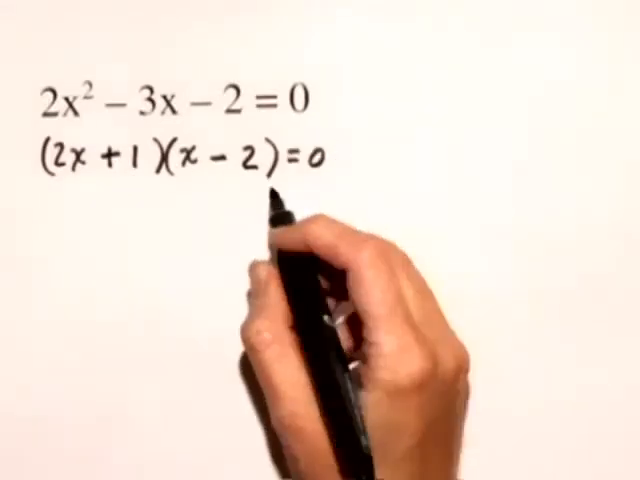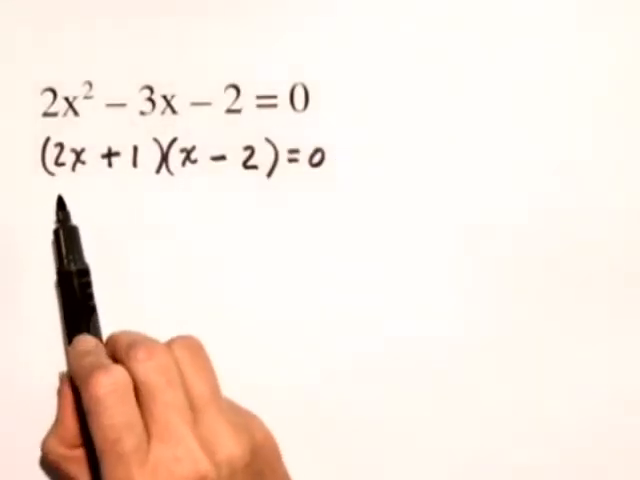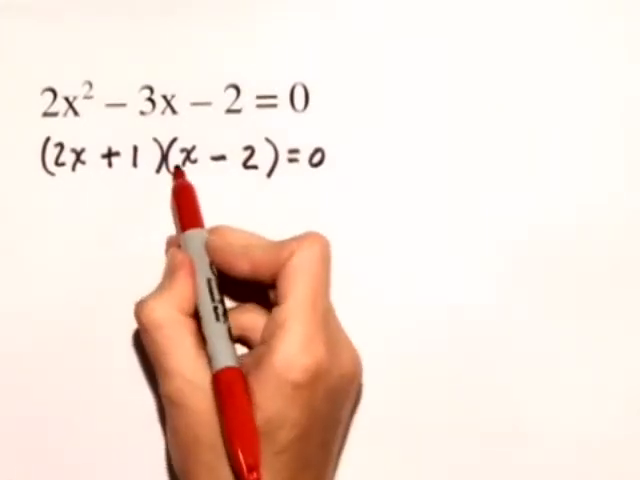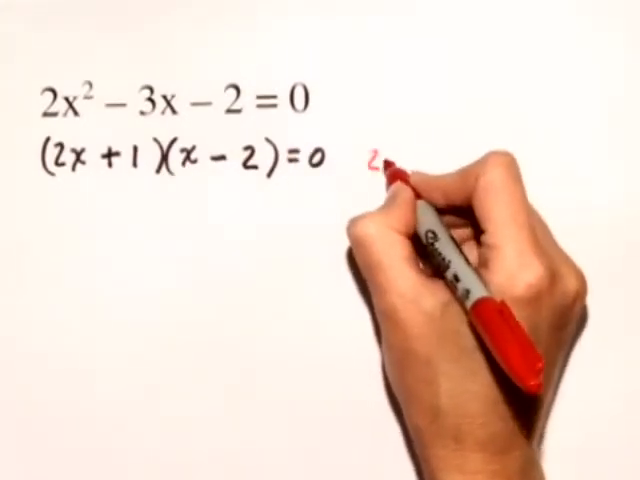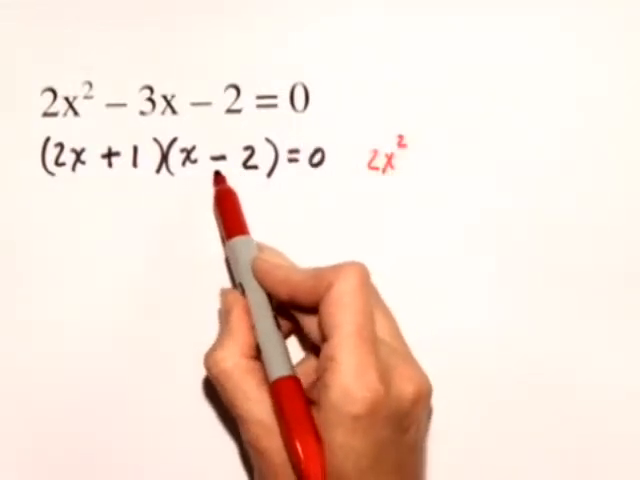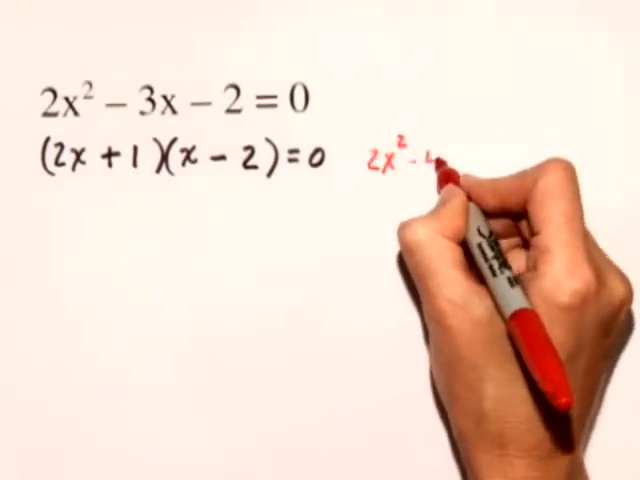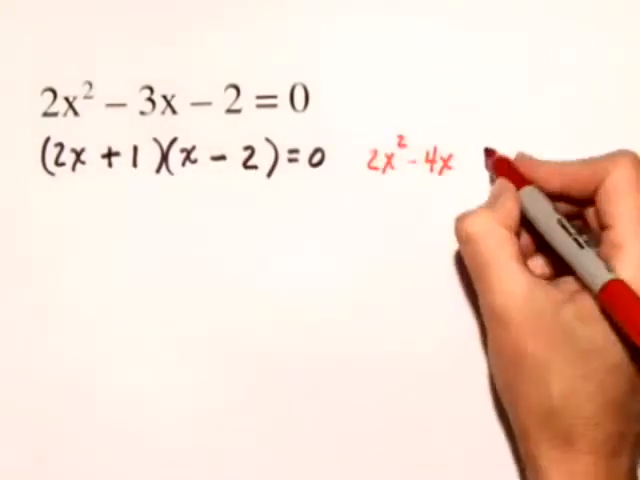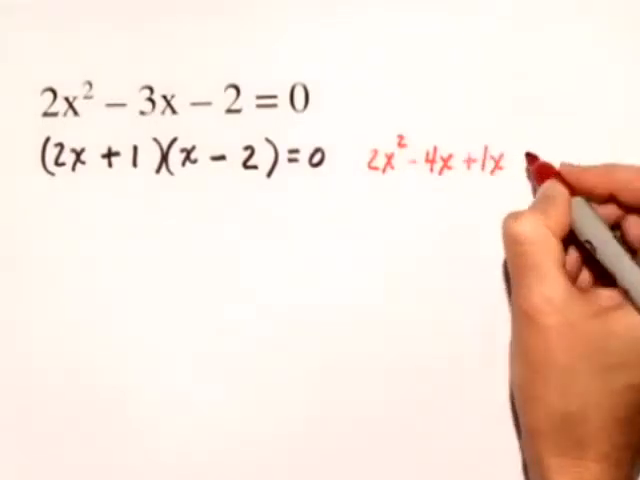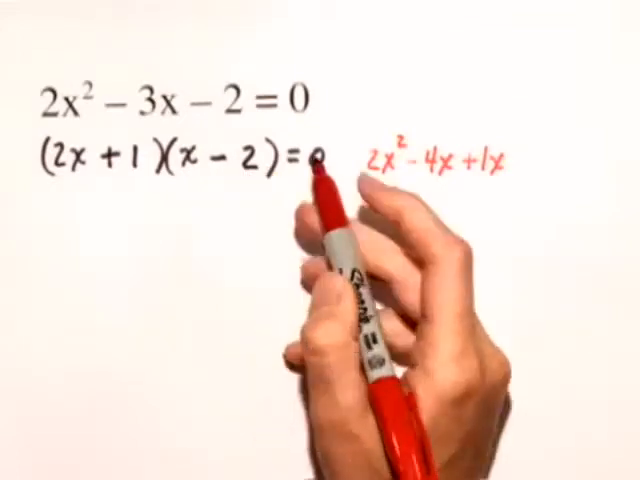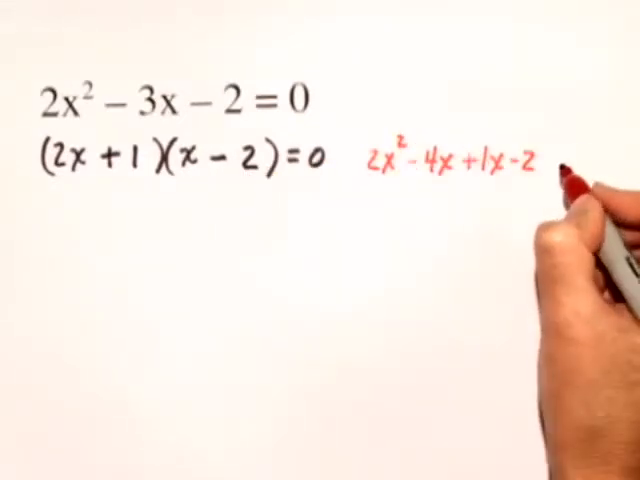Now, let's double check this before we go any further. Let's FOIL this out just to check. We have 2x times x, our first terms, that's 2x squared. Our outside terms, 2x times negative 2 gives us minus 4x. Our inside terms, 1 times x gives us plus 1x. And our last two terms, a positive 1 times negative 2 gives us minus 2.